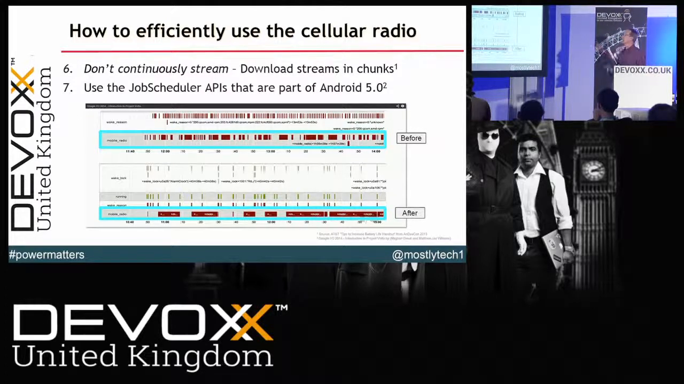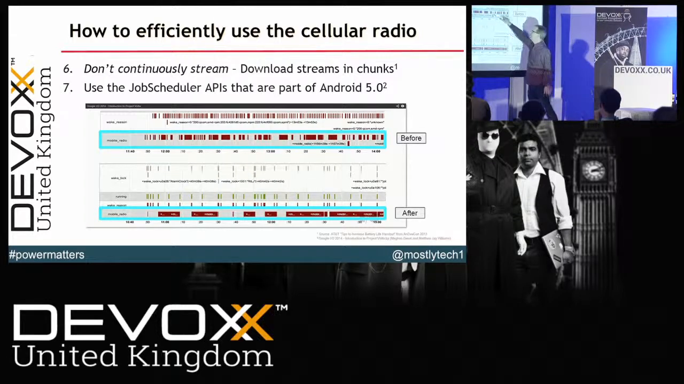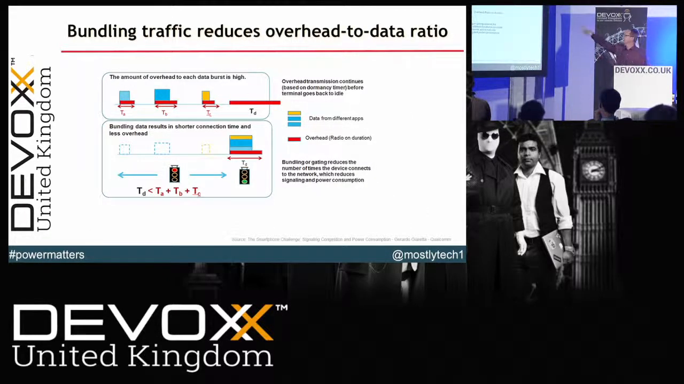Don't continually stream, download in chunks. You can either manually group your traffic intelligently, or if you're on Android, you can use something called the Job Scheduler API. And you can see a difference here where this red line is the mobile data, all these little separate bursts. And if you group them, you're going to find that it's a lot prettier to look at. And of course, the radio is going to stay on a lot less.